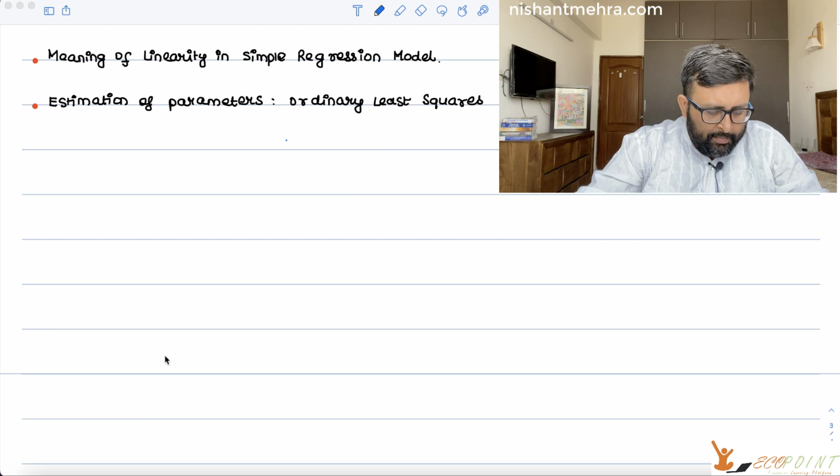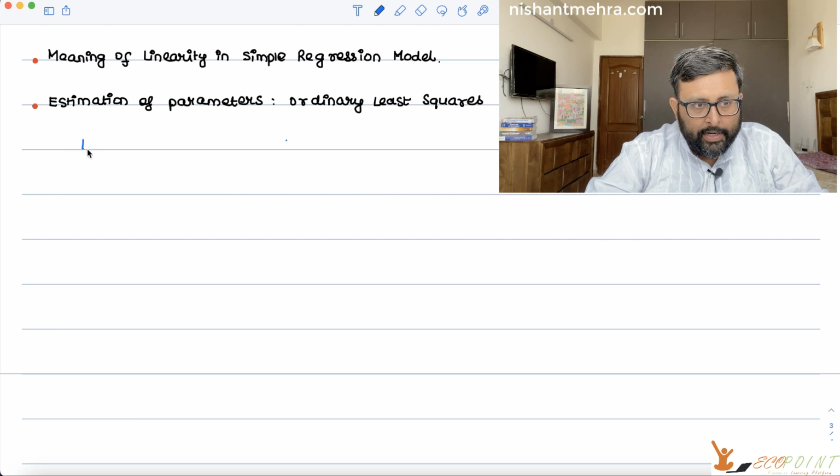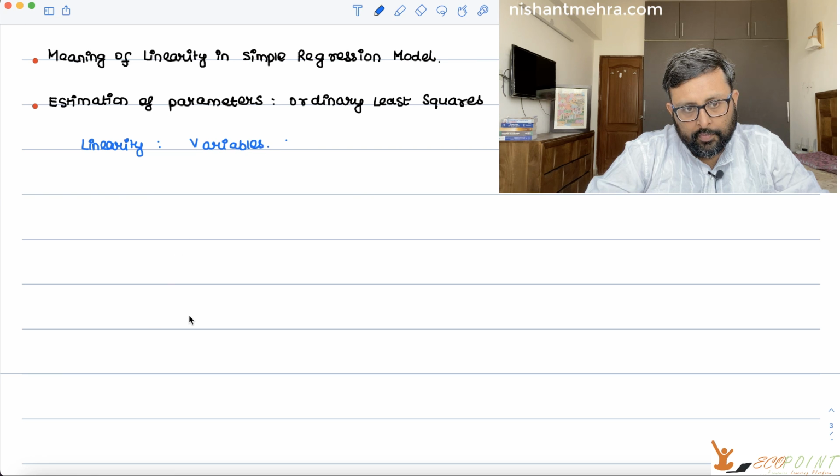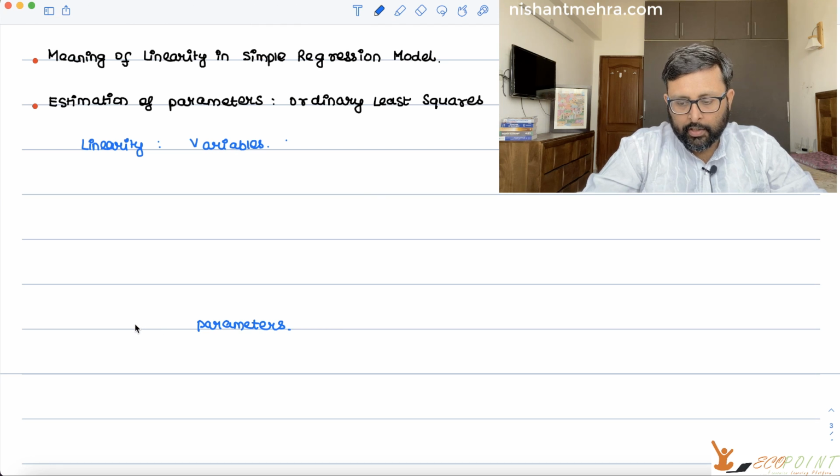So what do we mean by linearity? When you talk about linearity, there are two things. One, it could be linearity in variables, and it could be linearity in parameters. It could be linearity in variables, and it could also be linearity in parameters. So what do we mean by this?